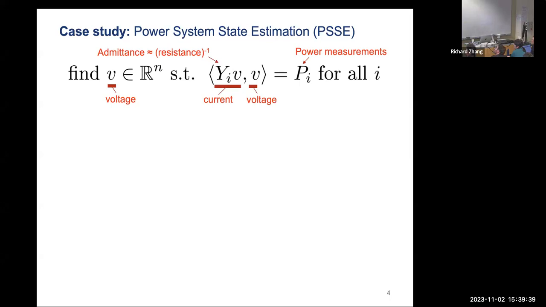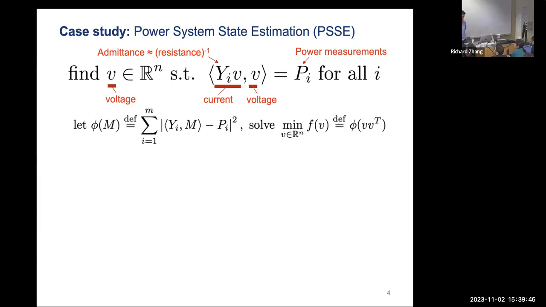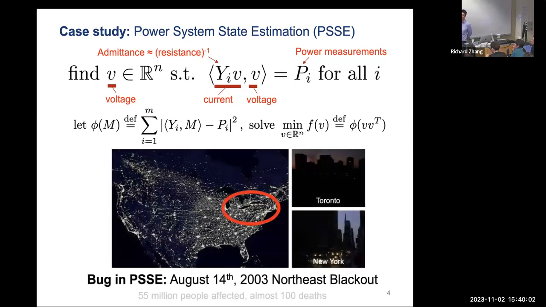And of course, there's actually a nice structure here, because you have current times voltage, and current is linear with respect to voltage. So you can believe me when I say I can come up with a quadratic objective, and if I solve it, then I'm going to get a solution to this problem. And the important thing here is that getting a solution to this problem means keeping the lights on. When you solve this problem incorrectly and make a mistake, in 2003 there was in fact a blackout that knocked out, including Ann Arbor, broadly the Northeast United States. Almost 100 people died from this. It's very, very serious. So you can imagine, if you solve this problem wrong and don't get global optimality, you could have trouble.